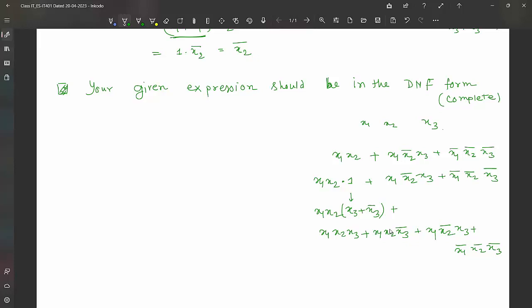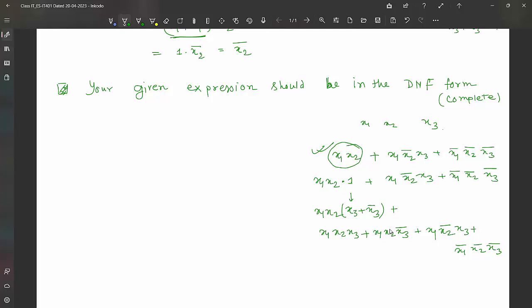So this is the complete DNF form, but before this it was not the complete DNF form, because you can see here x1 and x2 is there but no x3 is there. So that's why if it is not a complete DNF form, first you have to make it complete DNF. After that you can use the Boolean expressions, use this in the Karnaugh maps.